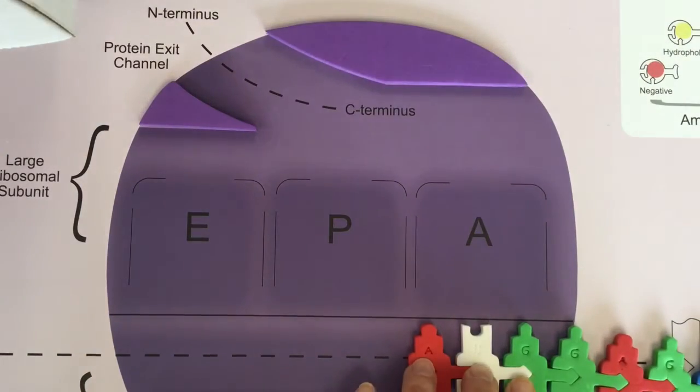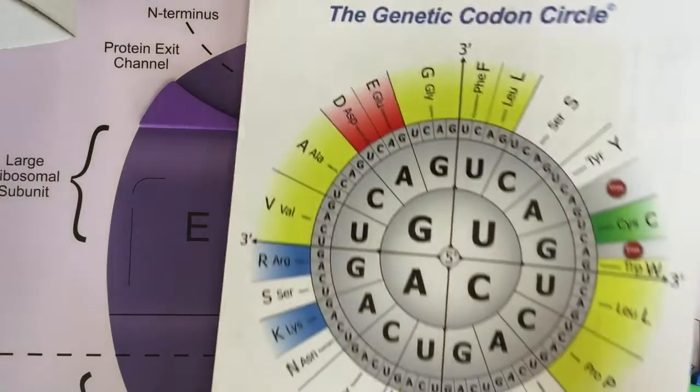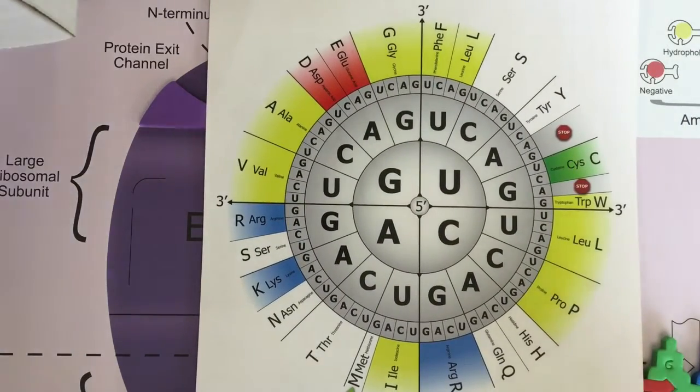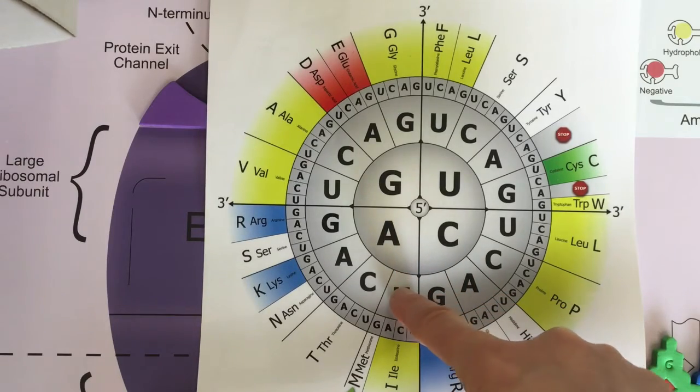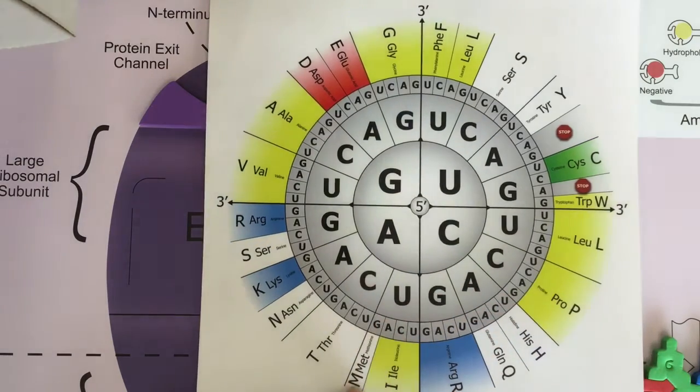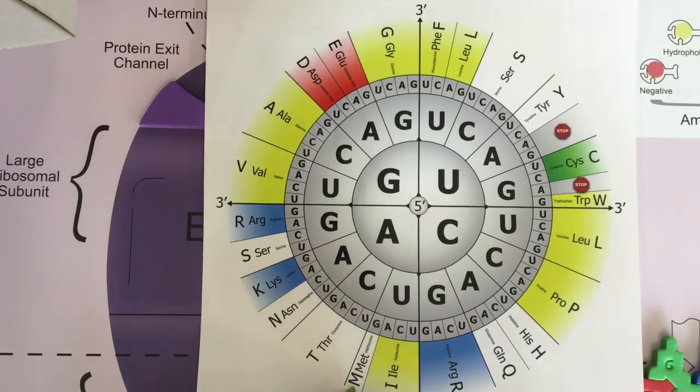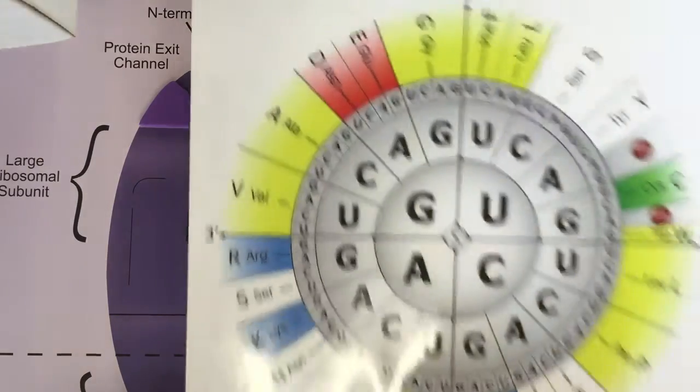What I do is I look at my codon. In this case, my first codon is AUG. So I start at the center. I look for A, and then I move out to U, and then I move to G. And then what I have here is methionine, which happens to be the start codon. That's what tells the ribosome, hey, start making a protein because I've got a start codon here.